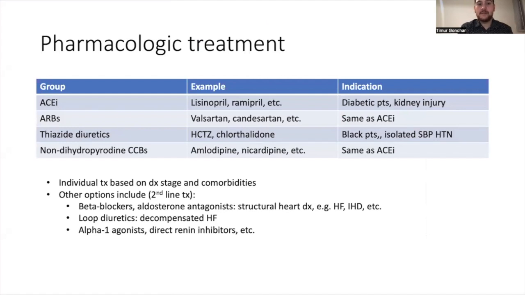It is very important to base the treatment regimen on the patient's comorbidities, basically other conditions they come to your office with. For example, for a patient with diabetes or chronic kidney injury, you're going to prescribe an ACE inhibitor or an ARB because those are drugs that are known for their nephroprotective properties. For Black patients or patients with isolated systolic blood pressure elevation, you're going to opt for thiazide diuretics or non-dihydropyridine CCBs, calcium channel blockers.